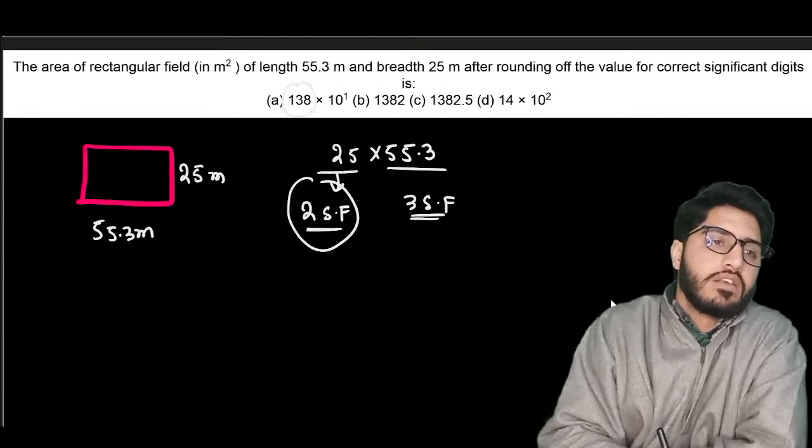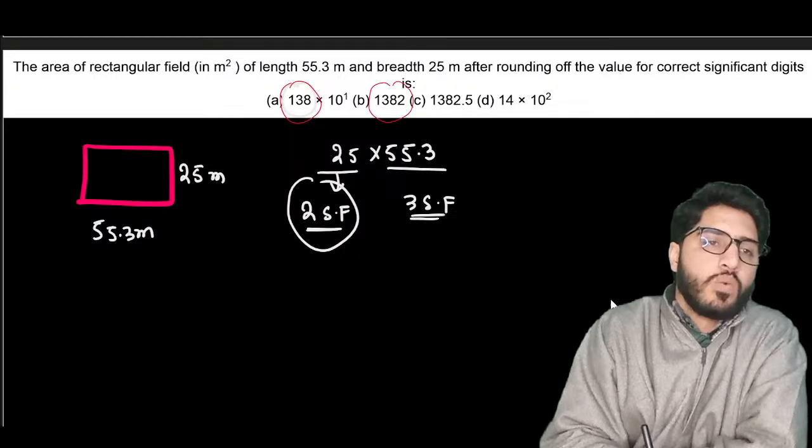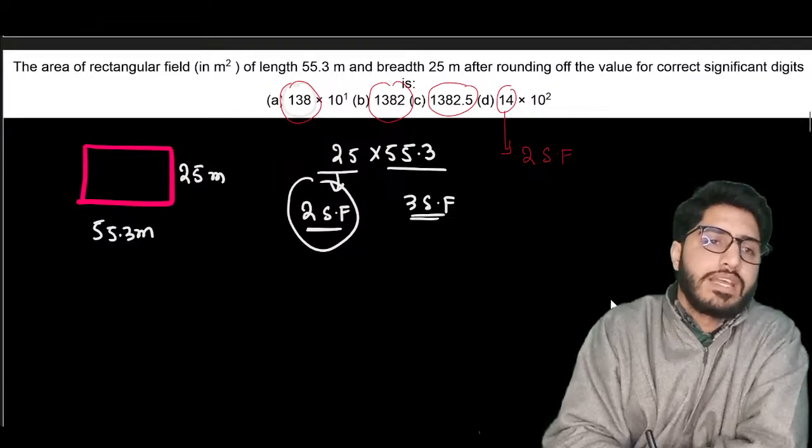Here we have three significant figures. Here we have 4, 1, 2, 3, 4, 5, 2. So here we have how many? Two significant figures. That means this one is my answer.